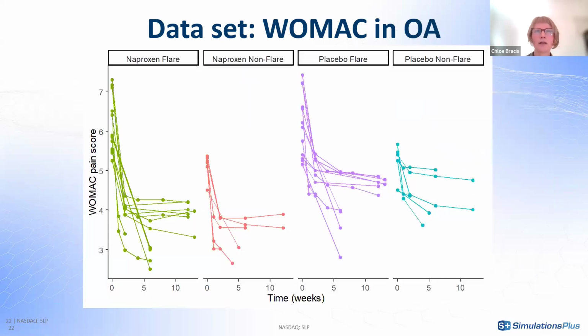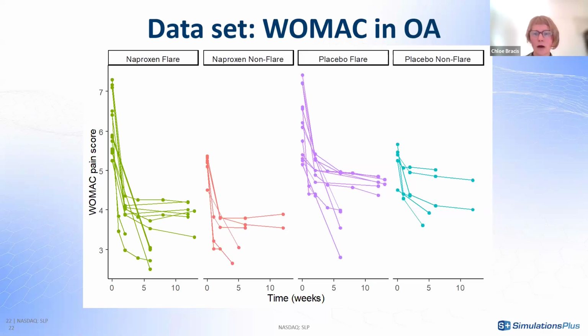If we then look at our data, you can see that we have groups for both naproxen and placebo, and within each of those we have our studies that were the flare design and the non-flare design. And we can see that we have our pain starting from a higher level, the flare level, for the flare design, and then with treatment decreasing to a plateau.